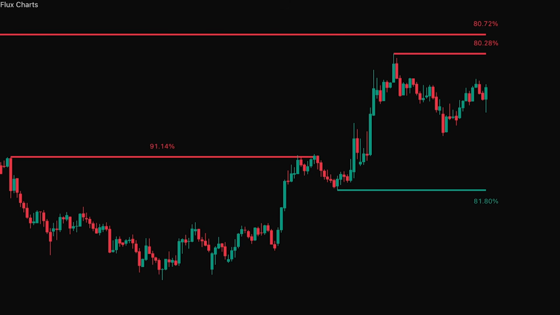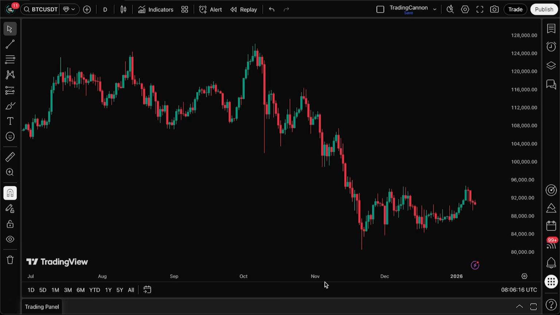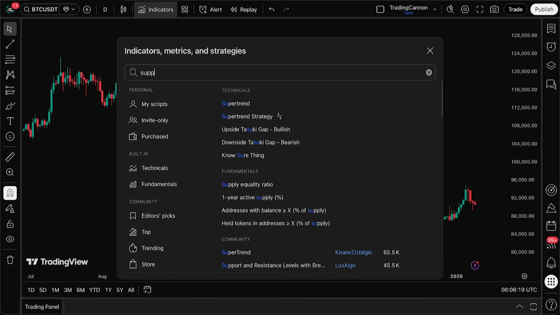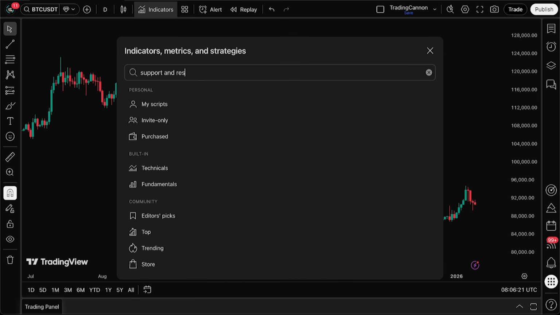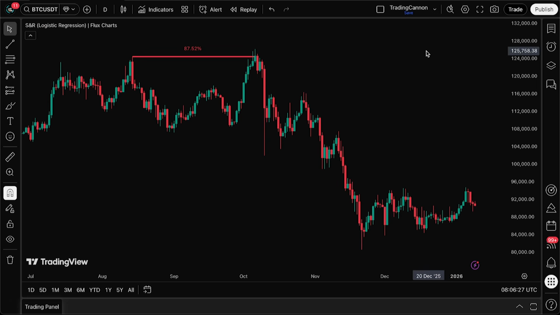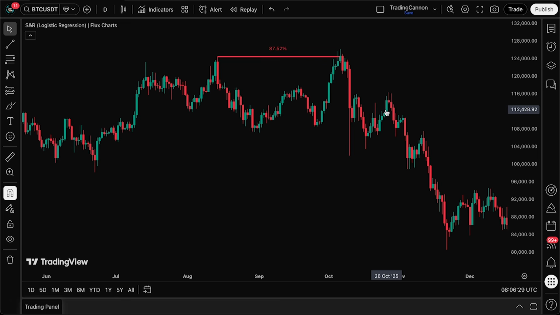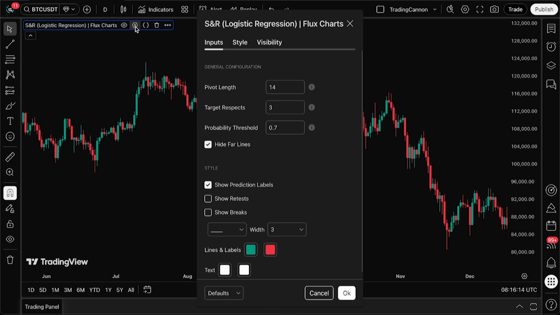How to add it super quick. Open TradingView, hit the Indicators button at the top, search for Support and Resistance Logistic Regression. It's by Flux Charts. Click it, Add to Chart, boom, instant overlay. Simple setup for most traders.